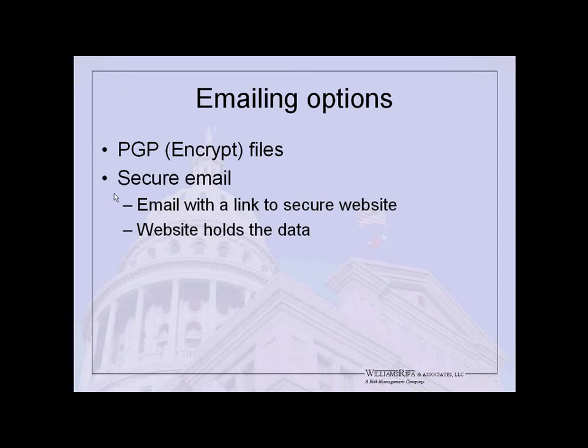So let's talk about some of the options you can think about for emailing. One goes back to this PGP, where you encrypt the files themselves. So you use a program, you secure the files, then you can send it through your regular email, and if they're able to grab the file, they're just going to grab some encrypted file, and they're not going to know what that file has. Another one that I'm seeing a lot more of is secure email.